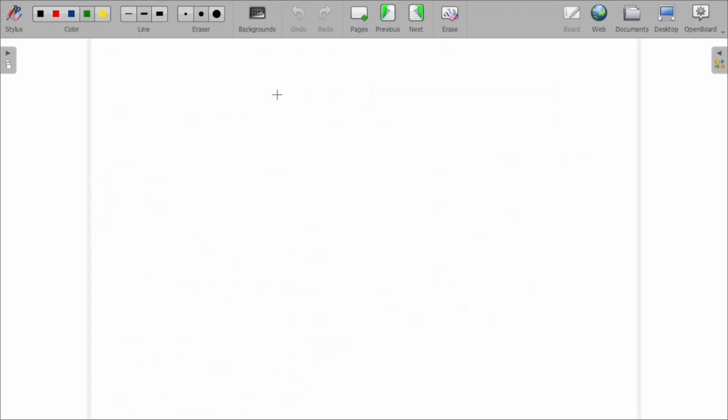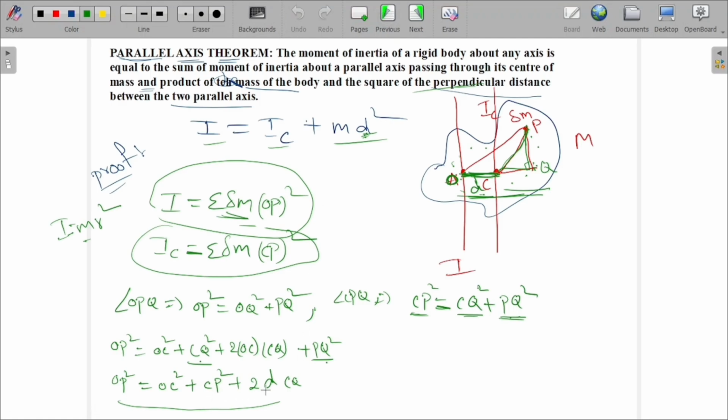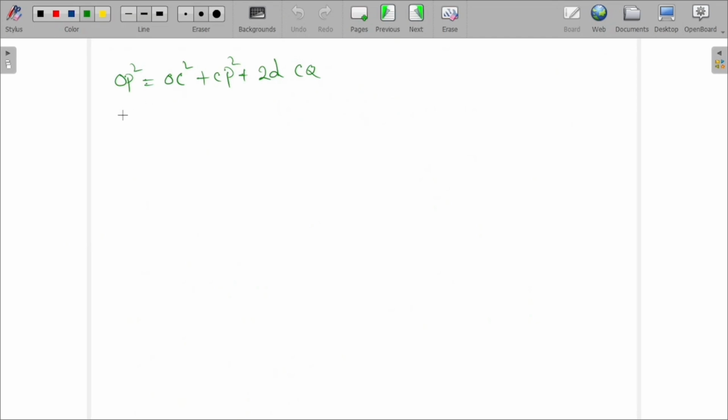Let me write it. OP square equals OC square plus CP square plus 2D CQ. From this, I am going to multiply delta m on both sides, fully. So delta m OP square equals delta m OC square plus delta m CP square plus 2D delta m CQ.